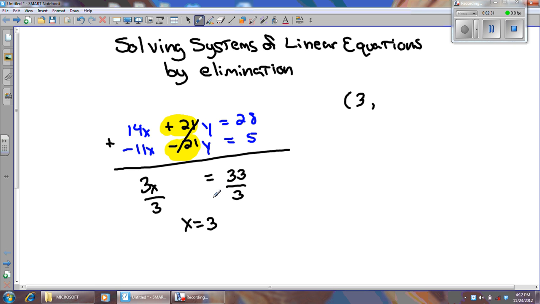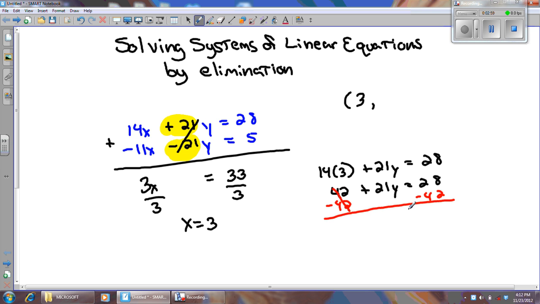All right, now I have to take this 3 and plug it into one of the original equations. I'll plug it into the first one: 14 times 3 plus 21y equals 28. And 14 times 3 is 42, so 42 plus 21y equals 28. Then I'm going to subtract 42 from each side. Those cancel, and I get 21y equals, I think, negative 14, right? 42 minus 28 would be 14, so 28 minus 42 would be negative 14. Then I divide by 21 on both sides, and if I divide by 7, y equals negative 2/3. And so my x coordinate is 3, and my y coordinate is negative 2/3.